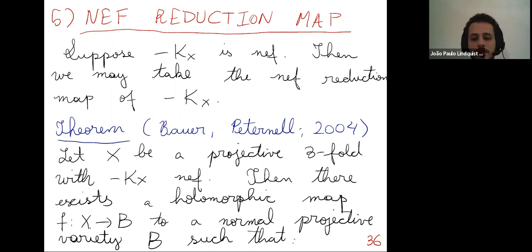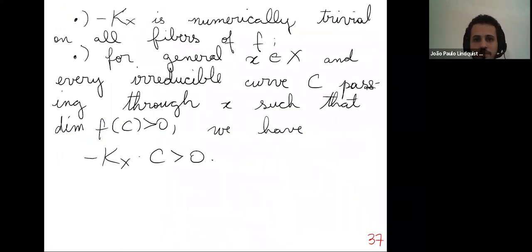So what are the conditions? The anticanonical bundle is numerically trivial on the fibers of f, and for the general curve which is not contracted by f, the anticanonical bundle has positive intersection. In other words, it is not numerically zero.